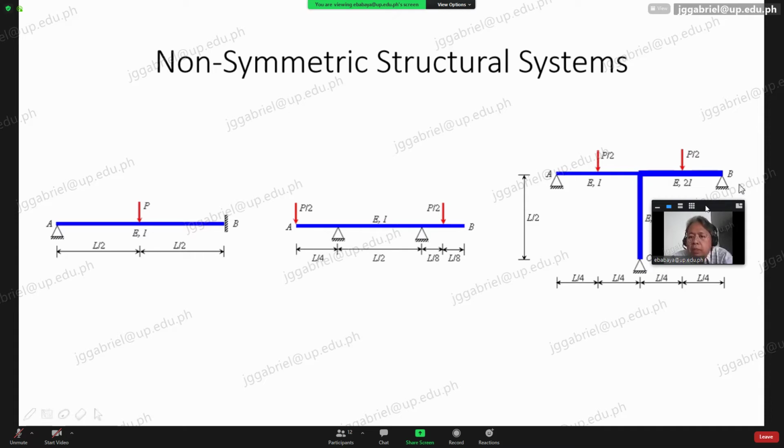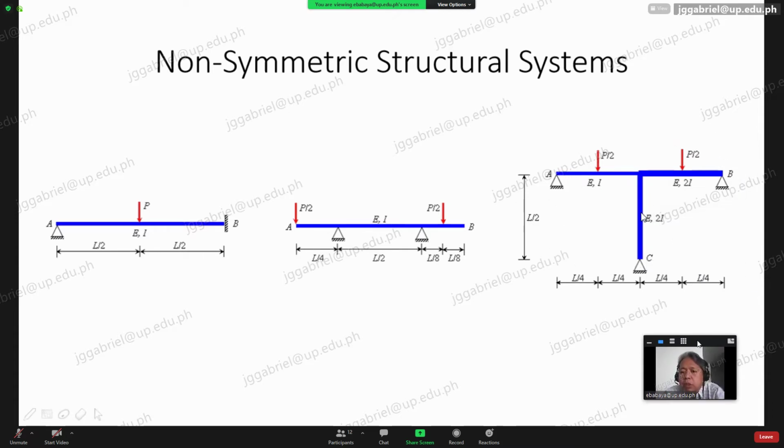What about this one, which is not symmetrical? Supports are symmetrical. This beam is symmetrical, or for this case, we call it a column. But for these two beams, the sectional property is not symmetrical. This one is I, this one is 2I. So it is not symmetrical. So this is non-symmetrical.